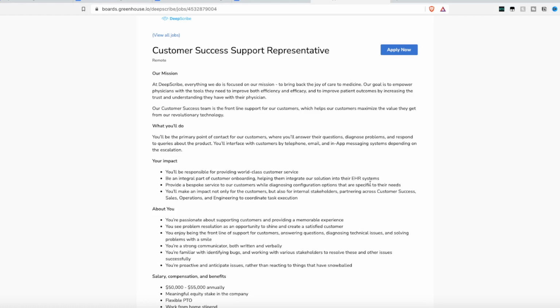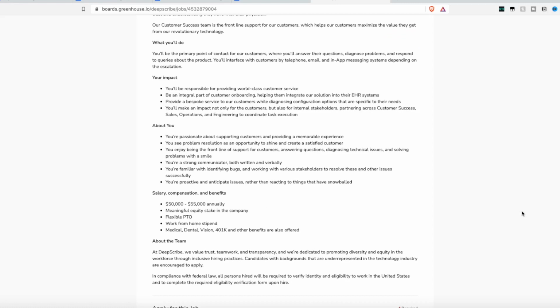So you are going to be working with the providers who are buying and subscribing to the software and the service. You'll help them diagnose configuration issues, and so you'll not only make an impact with the customers, but also the internal stakeholders. They are looking for someone who is passionate about supporting customers and providing a memorable experience, someone who sees themselves as a resolution to the problem. It is your opportunity to shine and give customer satisfaction. If you're a good communicator, both written and verbally, and you have the strength to identify tech issues and bugs.